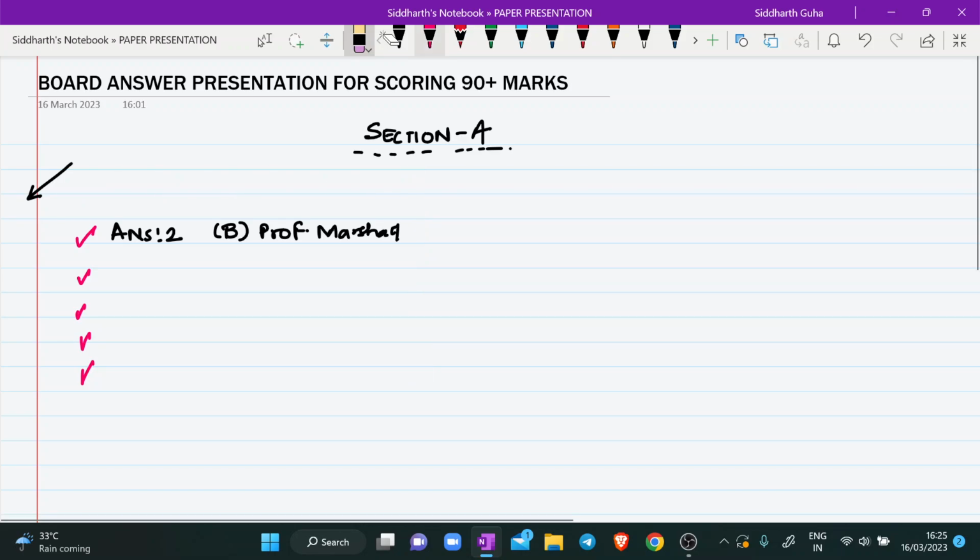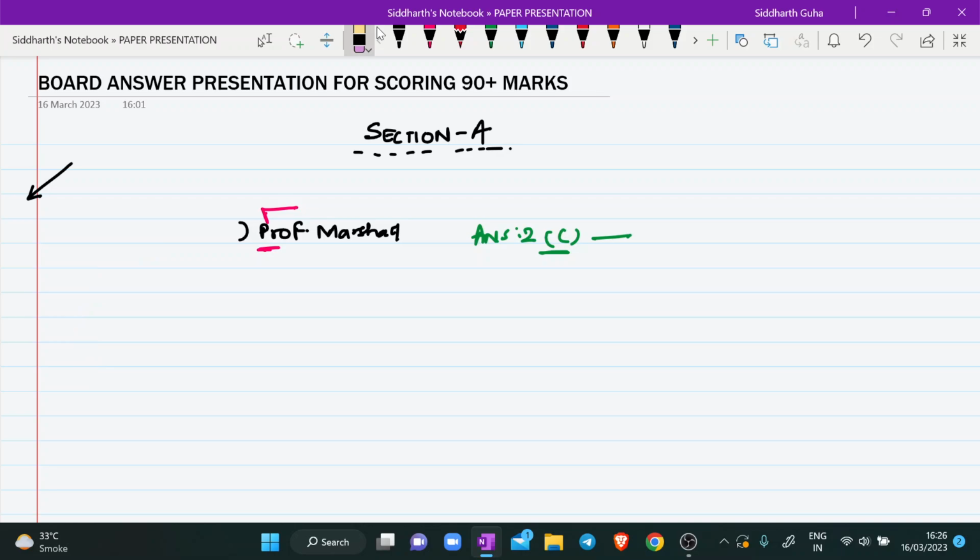And in MCQs, one thing which the majority of students fail to understand: the number, then which option is correct, and then which answer is correct. Both things should be there. Don't miss out on that. Many students just write, answer number two, answer is C, and that's it, done. Don't do this. Write the correct alternative that you have selected, but also write what the correct answer is. Pick up that as well. So this is the basic idea about section A.